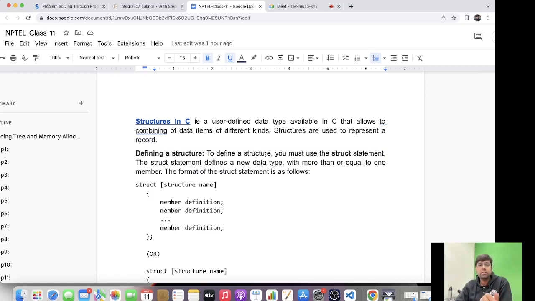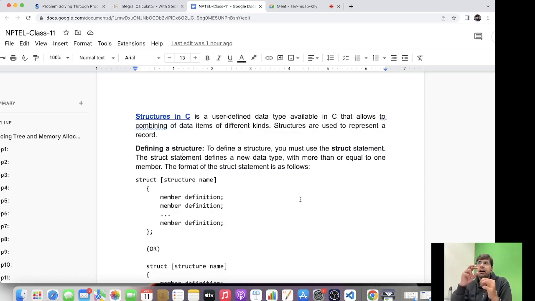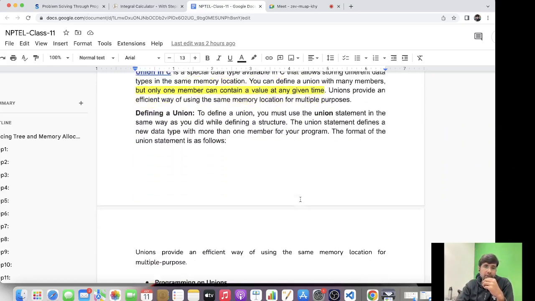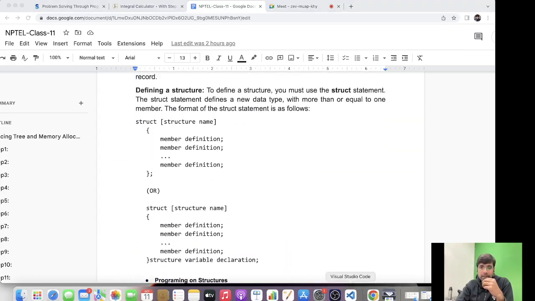To define a structure, you need to use a keyword called struct, and after struct you give the name of the structure and define the members, for example integer a, float b, and string c. Those things will be clubbed together. The struct statement defines a new data type with one or more members. It allocates memory individually to each member and clubs all of them together as a structure. I would like to show an example here.